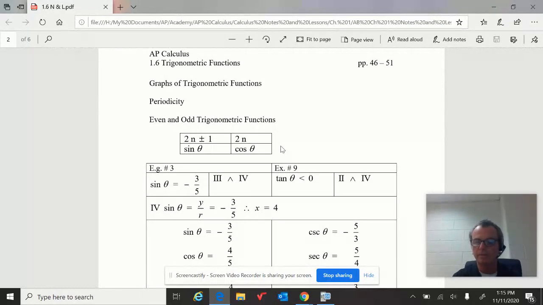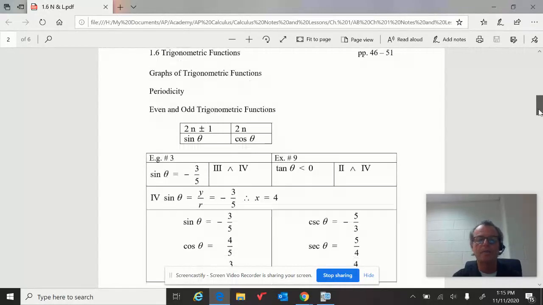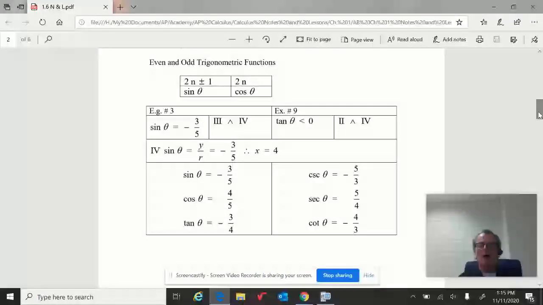Okay. So example number 3, they tell you the sine of theta is -3/5, and they tell you you're in quadrant. Well, they don't tell you that. You know that the sine is negative in quadrants 3 and 4. So they also tell us the tangent is negative. Well, the tangent's negative in 2 and 4. So therefore, what do those two things have in common? Quadrant 4.